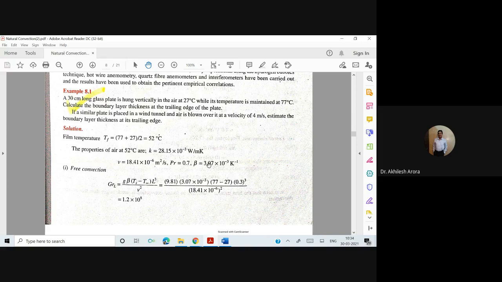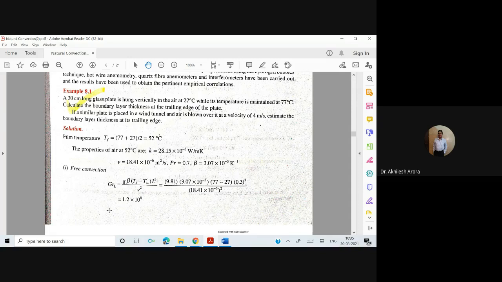And this beta is 1 by TF. So here you have to add 273 plus 52 and calculate the value of TF in Kelvin, and then take the reciprocal of TF, which gives you the value of beta, in Kelvin raised to power minus 1. In free convection, you can first calculate the Grashof number to see whether the flow is laminar or not. Here all the values are known to us: g is known, beta is known, T infinity, L, nu square, all these values are known. So we have calculated the value of the Grashof number.